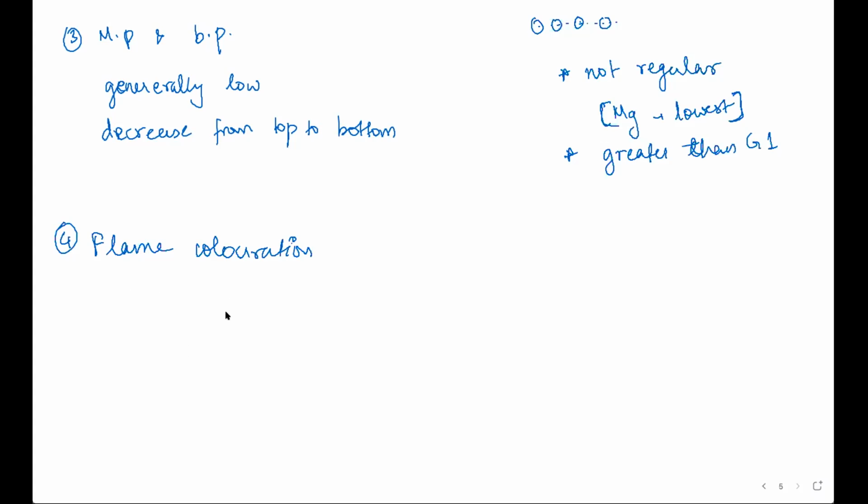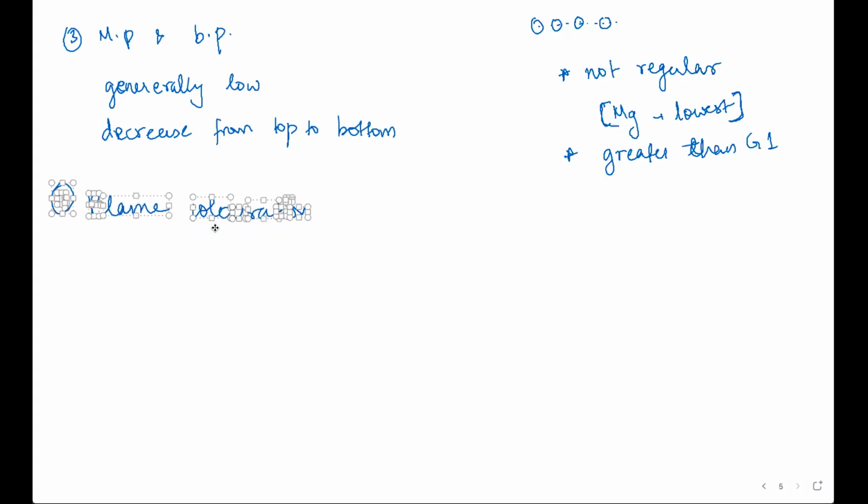Flame coloration, as the term suggests, is literally what color the flame turns into when you burn a particular metal or metal salt. That completely depends on what metal is in the salt. Sometimes it depends on both cation and anion, but mostly on the cation. So it's one of the characteristic tests for metals.